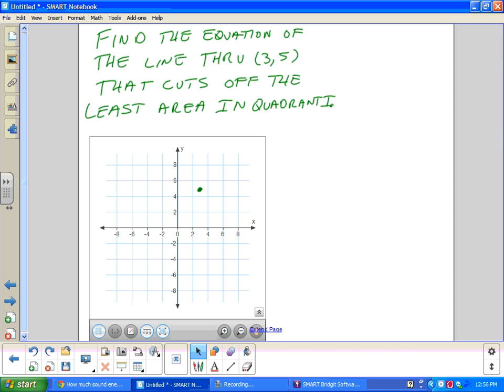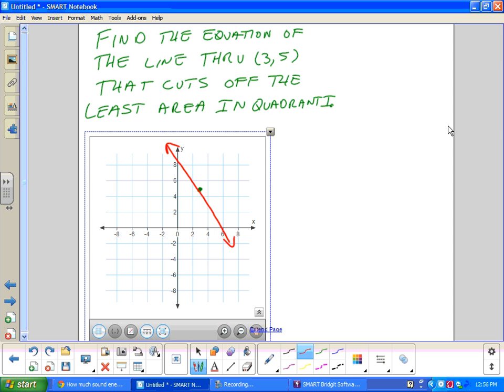I plotted the point (3, 5), which we understand. And we know that there's going to be some line that goes through quadrant 1, and I'm going to guess about that steep. You go through the green point. All right? And we know that we're trying to minimize the area of this triangle. So we're going to have to write some equations here to calculate this out.